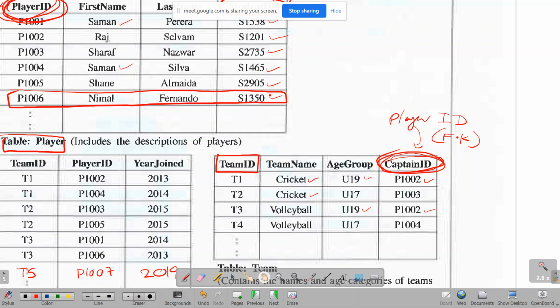Suhara, don't disturb. Students are getting disturbed. Go to the living room. Go to the living room.